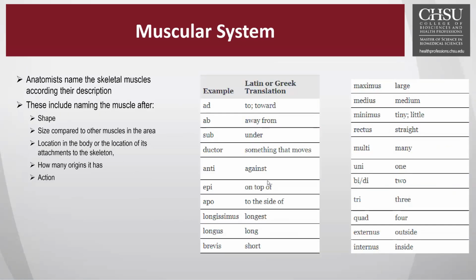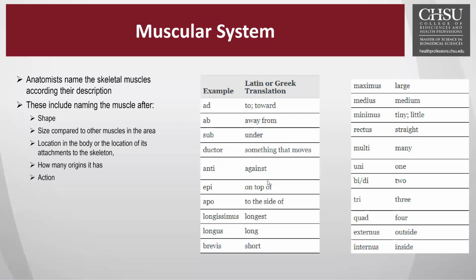Okay, now some of these terms will help you understand the function again, or some aspect of the muscle, the shape, the size, the location, and the origins it has, or its action. So ad is a muscle that is moving towards the midline. Adductor longus, adductor brevis. Sub is a muscle that's underneath. We'll talk about subscapularis on the undersurface of the scapula.